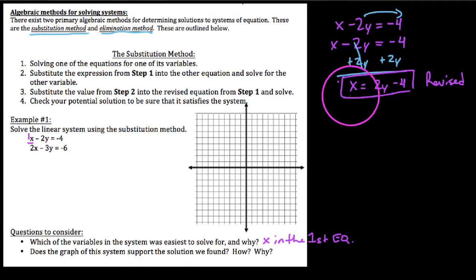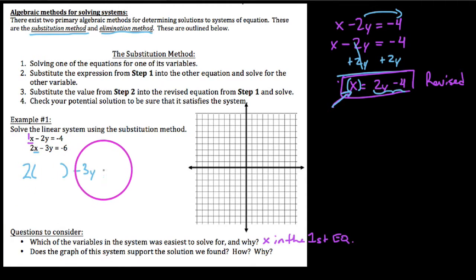So now using this revised equation, we actually know what x equals, in terms of y. What we're going to do with this is substitute that expression we just found from step 1 into the other equation and solve for the other variable. Since I know what x is, I can go to the second equation, 2x minus 3y is negative 6. Since the x and y we're looking for is supposed to satisfy both equations, instead of writing x, we can write 2y minus 4, because they're the same anyways.